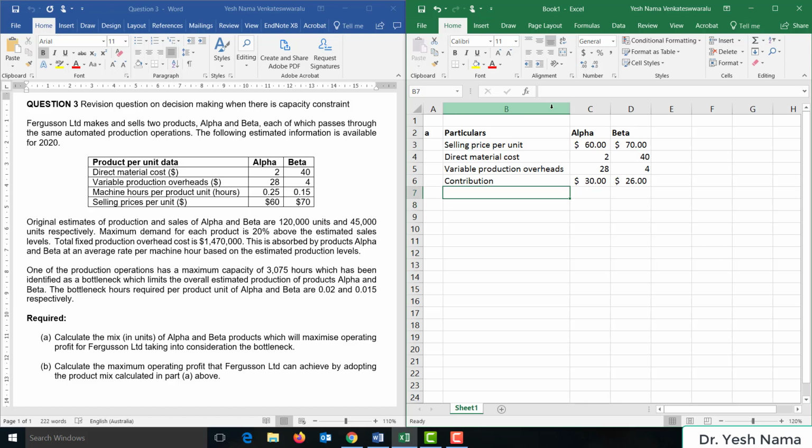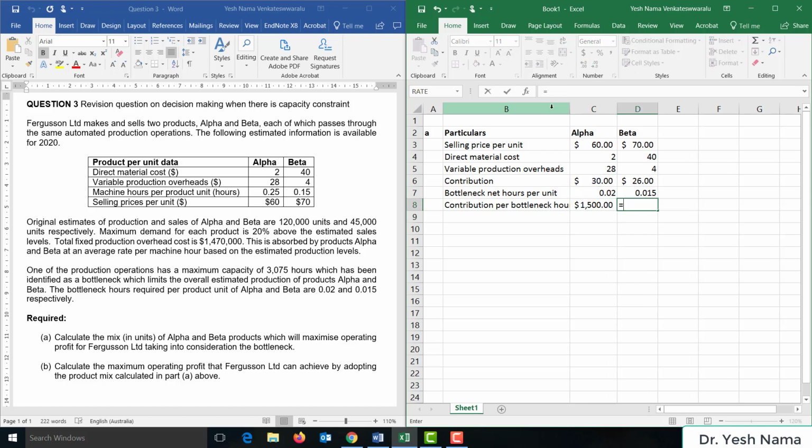Next, what we've got here is contribution per unit, but what we really need is contribution per limiting factor. So here the limiting factor is the production operations bottleneck hours. So bottleneck hours per unit is 0.02 and 0.015. So this allows us to calculate contribution per bottleneck hour. That is equal to $30 upon 0.02 and $26 upon 0.015.